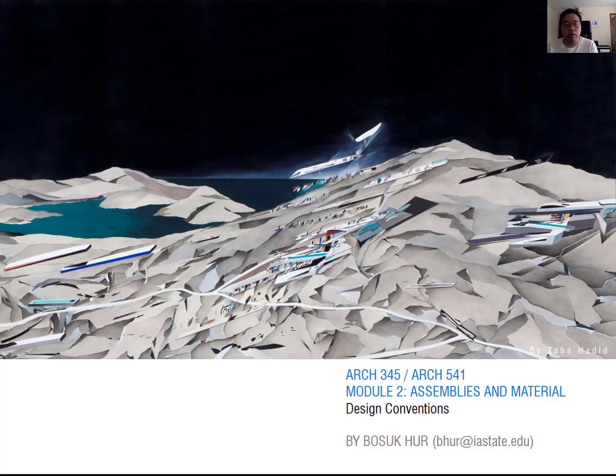So good afternoon, everyone. Today our topic is design convention. Today we'll discuss the design process and the language. I bring the first image here. This painting was drawn by Zaha Hadid. Everyone probably knows Zaha Hadid. She's an architect, and she designed more of this deconstructive architecture.